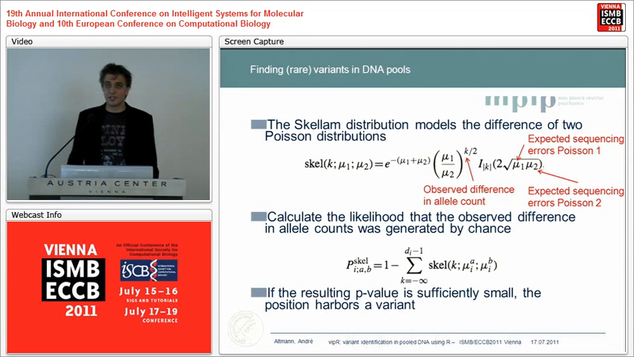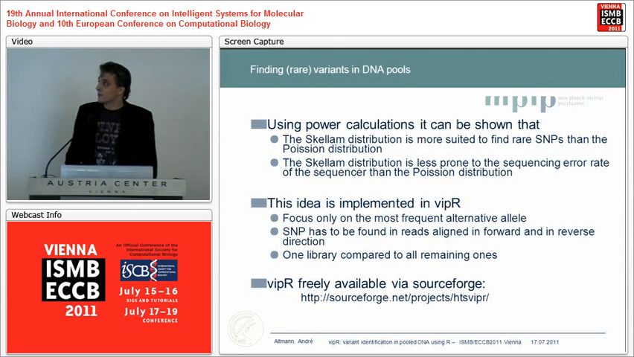If this p-value is small enough, it tells you that it's very likely that one library, and we have a one-sided test only, has one more heterozygous allele in that pool at that position. In the paper we show, using power calculations, that when keeping the sequencing error rate fixed, the Skellam distribution has more power in finding rare SNPs than the Poisson model. On the other hand, when keeping the minor allele frequency to be detected fixed, we could show that the Skellam distribution is less affected by the estimated sequencing error rate of the sequencer than the Poisson distribution.